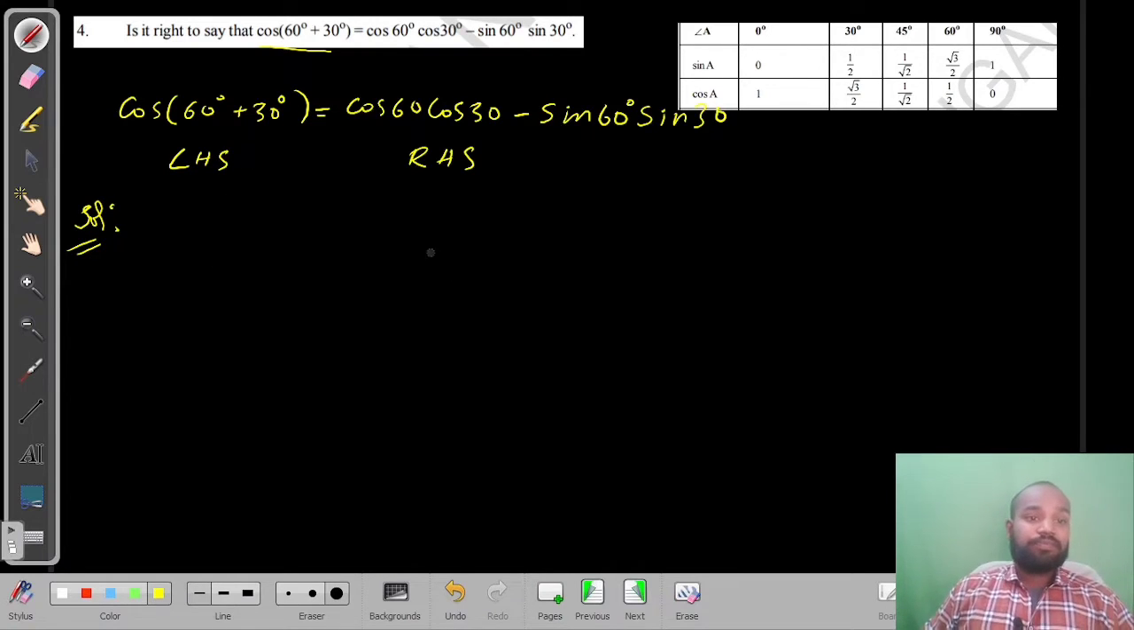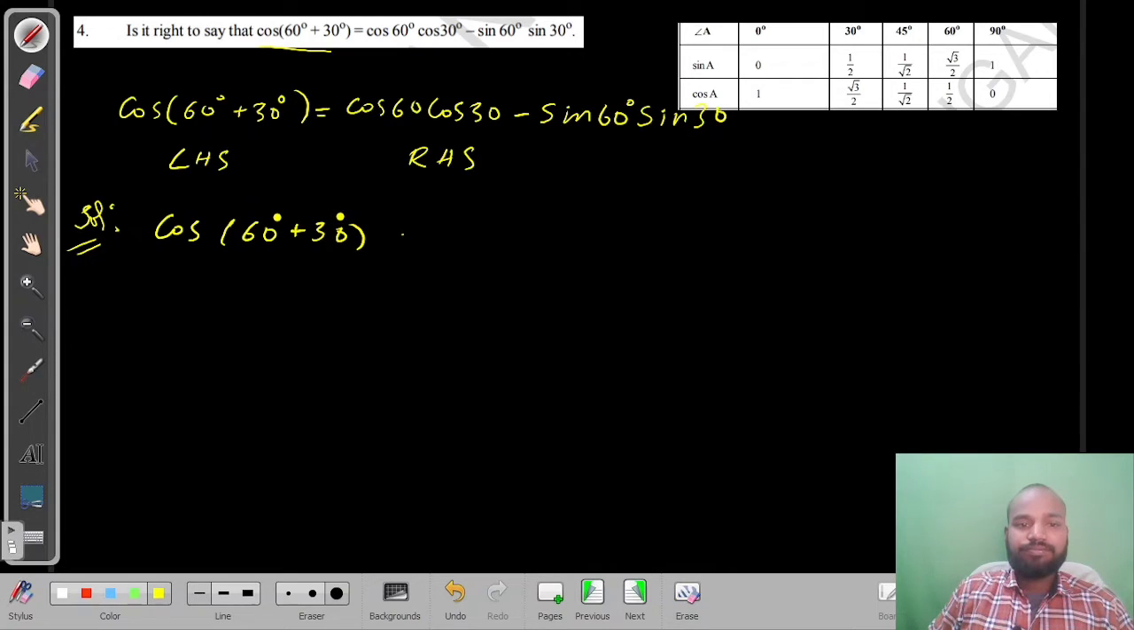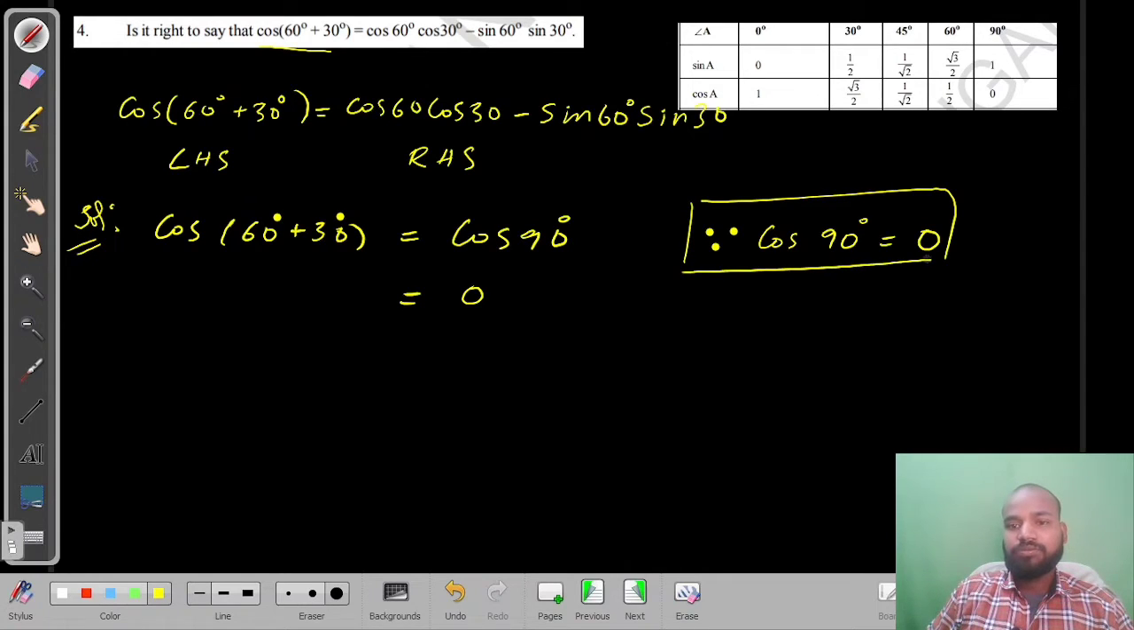Now just see, first taking the LHS side, cos 60 plus 30. What is cos 60 plus 30? That is nothing but cos 90 degrees. Yes or no? Yes. So cos 90 is what? Cos 90 is 0, since cos 90 equals 0. So here our LHS, cos 60 plus 30, equals 0. Yeah. Next one.